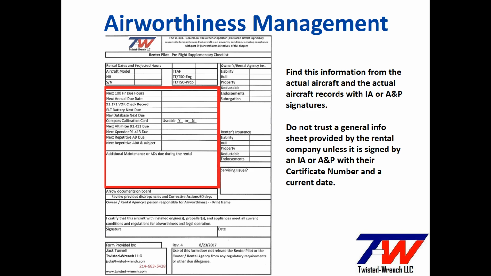Add any other maintenance that may come due during your rental period. If you're only going to be out for an hour or two, this may wind up being empty. Now, if you're renting for an hour of training, there's a good chance no items will come due during your rental, but if you're going on a cross country and possibly taking the aircraft for several days, your chances go up. Best to know.